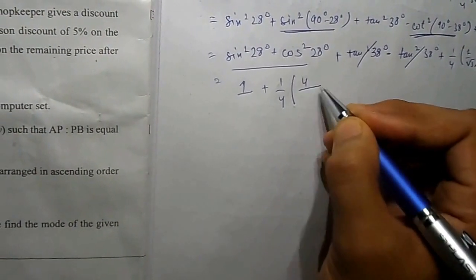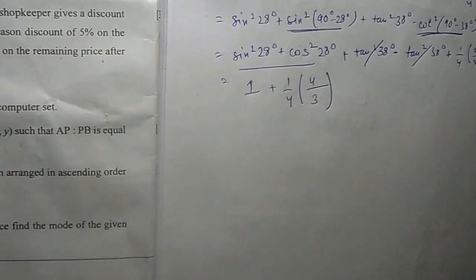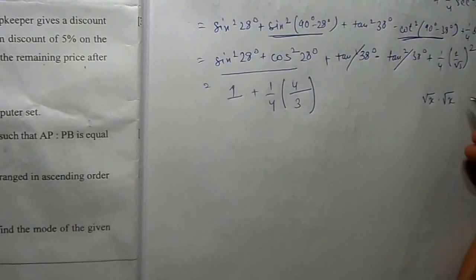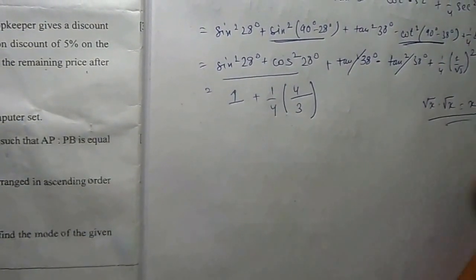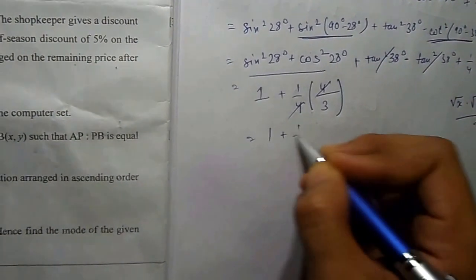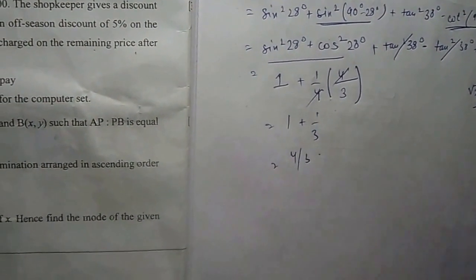The square of root 2 equals 2, and the square of root 3 equals 3. Now, the square of a root over something is equal to the thing itself. So we get 4 by 3 over here. Now this will get cancelled out. 1 plus 1 by 3. Now this will equal 4 by 3.